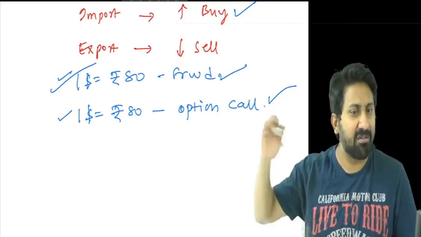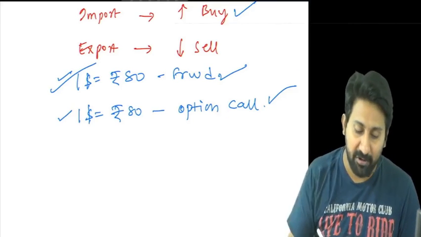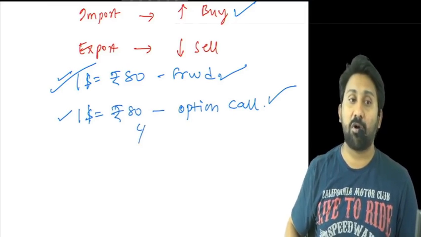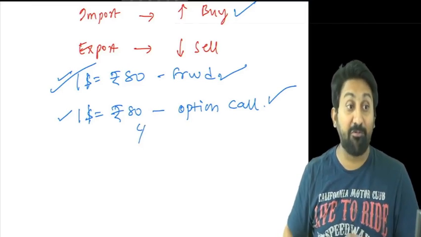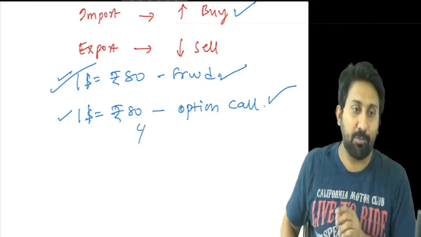Sir, why, sir? Options are always better, no? No, there is a premium element. For example, on this there is a 4 rupee premium. Means what is your net cost? 84. Therefore, till it reaches 84, forward is always better than options.